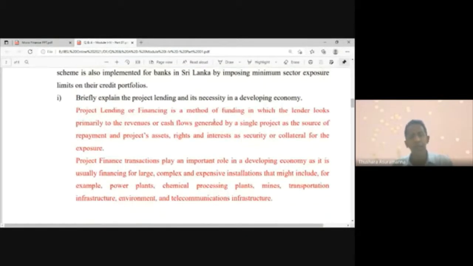Again, you can write this in point form. I think the advice is it's better, because then you can write different points. Part one is the project lending. You need to define it, and then part two is why it is important in a developing economy. I mean, if it is SME, a project, or microfinancing, what exactly is the support.